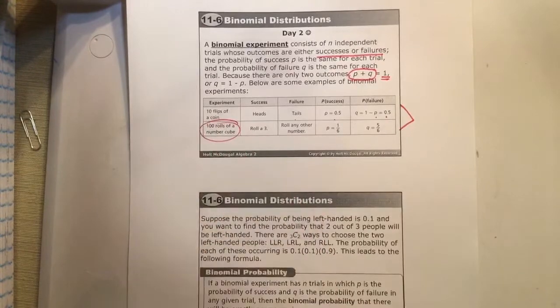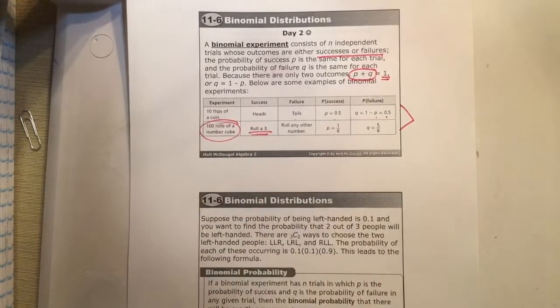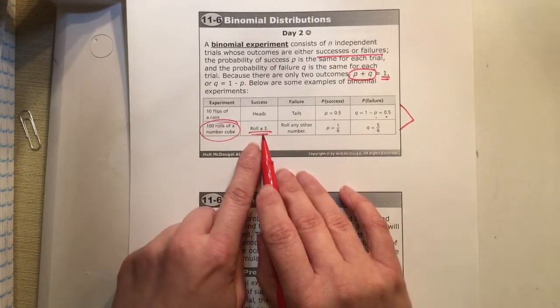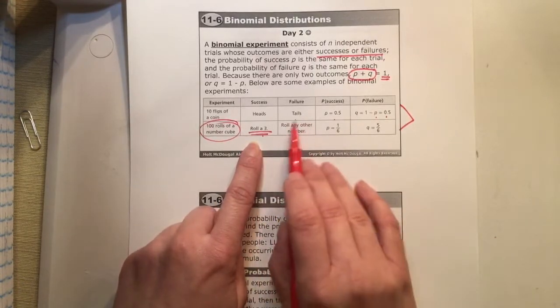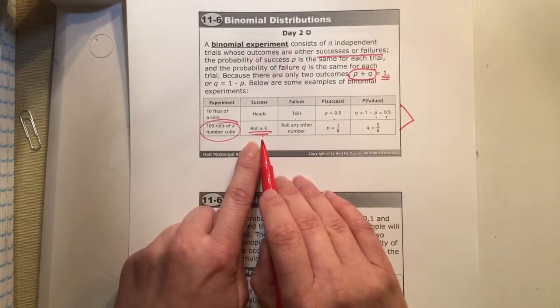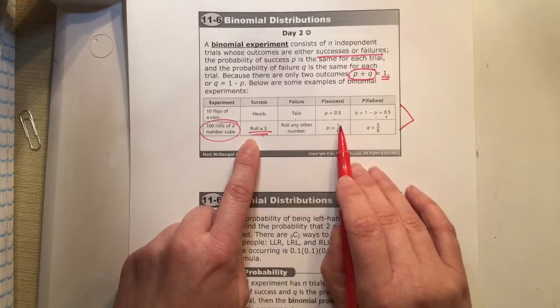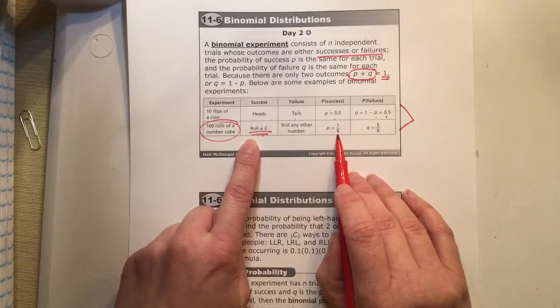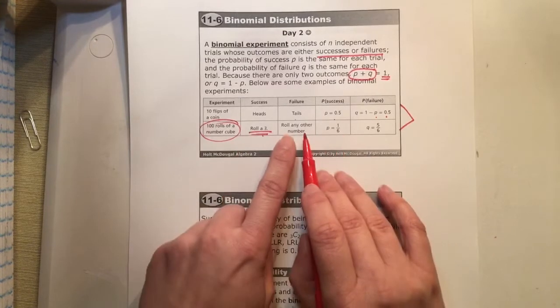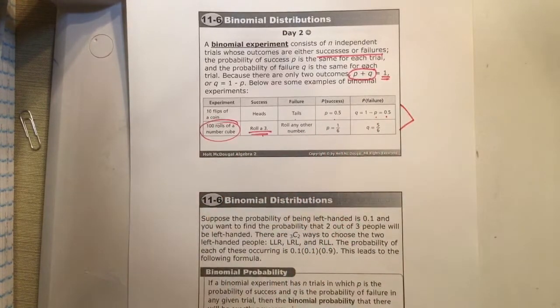Let's say your experiment talks about rolling a number cube. You want to roll a 3. So that means rolling a 3 is success. Rolling any other number would be a failure because it's not what you're looking for. It's not that 3. Your probability of success, the chance of getting a 3, is 1 out of the 6 sides. The failure would be rolling any other number, 5 out of the 6. So that's how they're going to set this up.